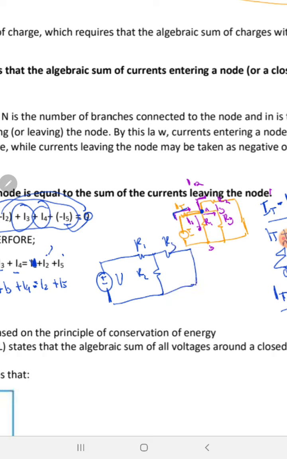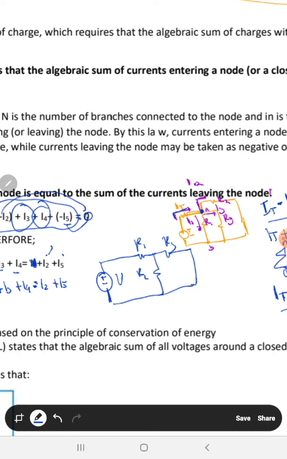Sir, hindi ko alam yung direction. Sir, magbigay ka naman ng direction. Paano ko din isusolve yan? So, take note, kayo ang magbibigay ng direction. But, pag naglagay ka ng direction, wag mo nang papalitan.